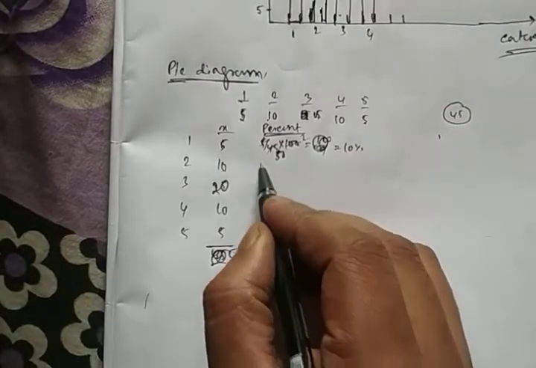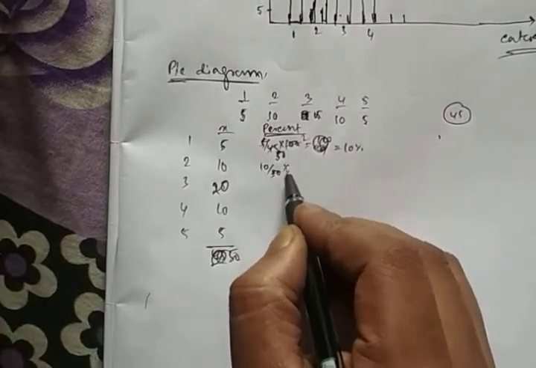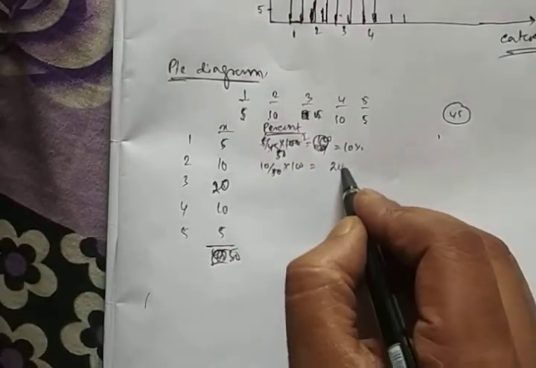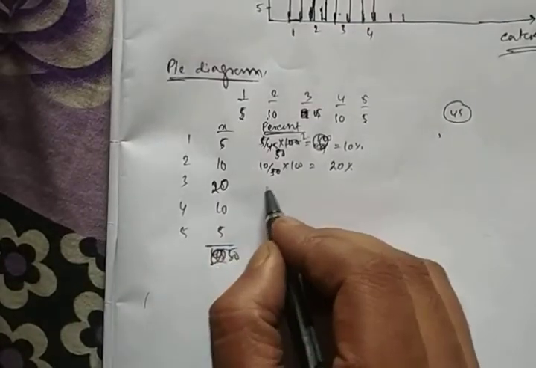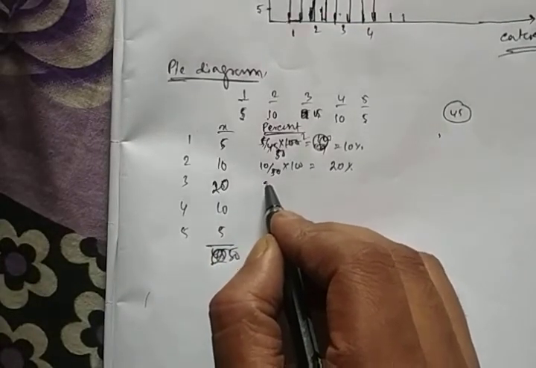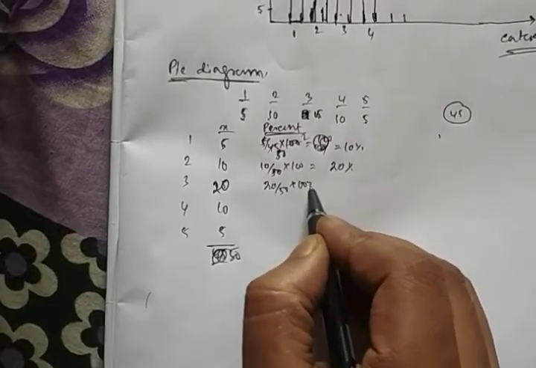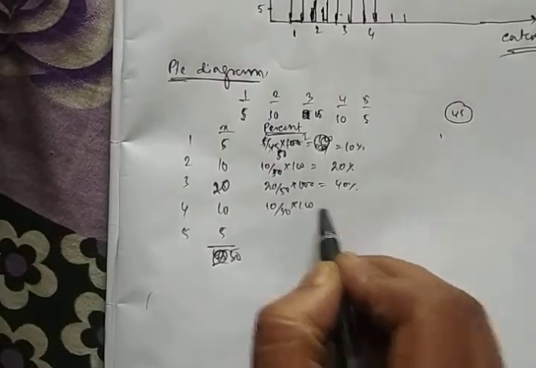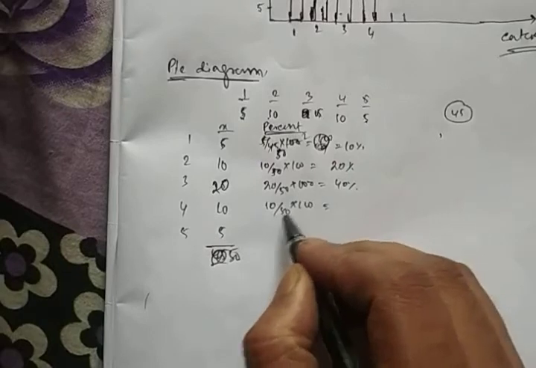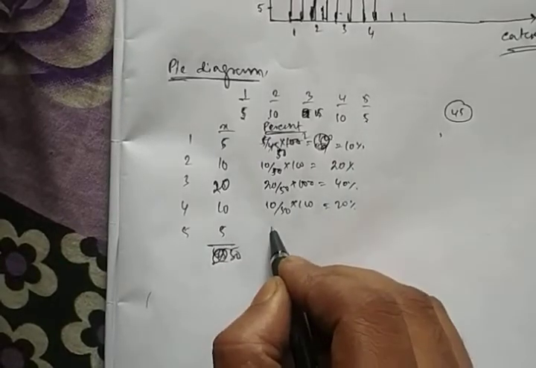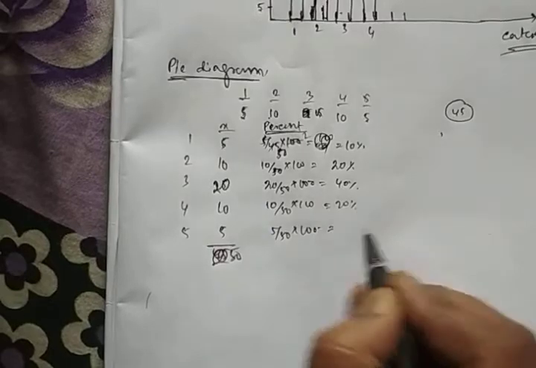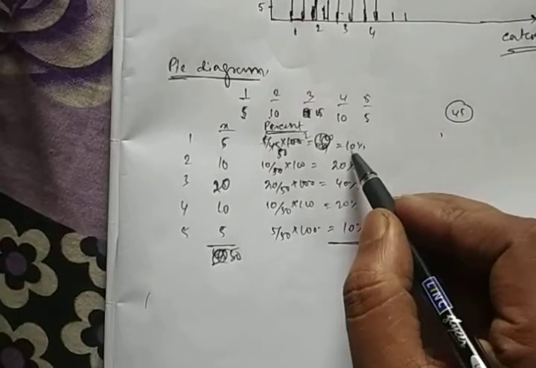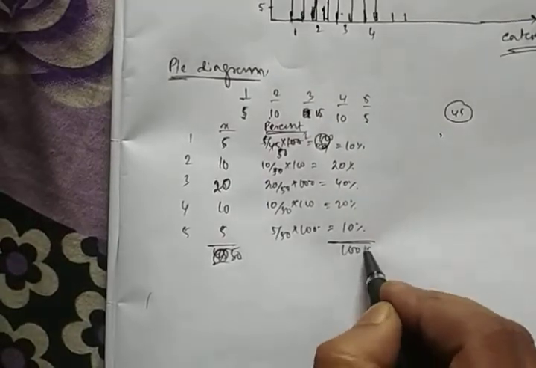Now this value takes 10 by 50 into 100, which is 20%. This value takes the percentage 20 by 50 into 100, which is 40%. This is 10 by 50 into 100, equals 20%, and this will be 5 by 50 into 100, equals 10%. The sum of these percentages must be 100%.